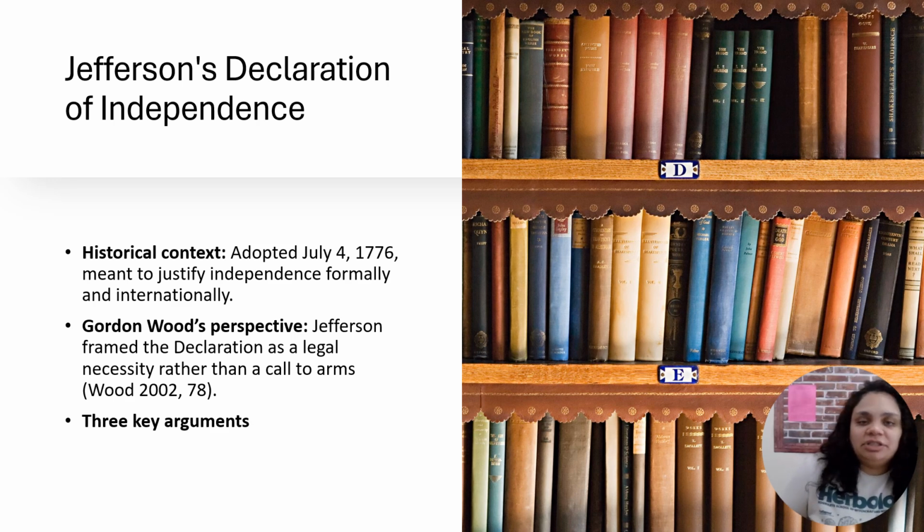Now let's turn to the Declaration of Independence, adopted on July 4, 1776. Unlike Common Sense, which was designed to rally the people, Jefferson's Declaration was written to provide a formal justification for independence to foreign nations and future generations. Historian Gordon Wood points out that Jefferson framed the Declaration as a legal necessity rather than an emotional call to arms. His argument is also built on three key principles.